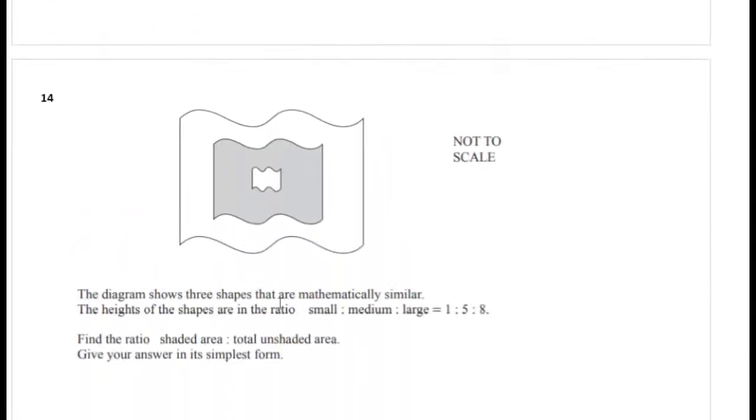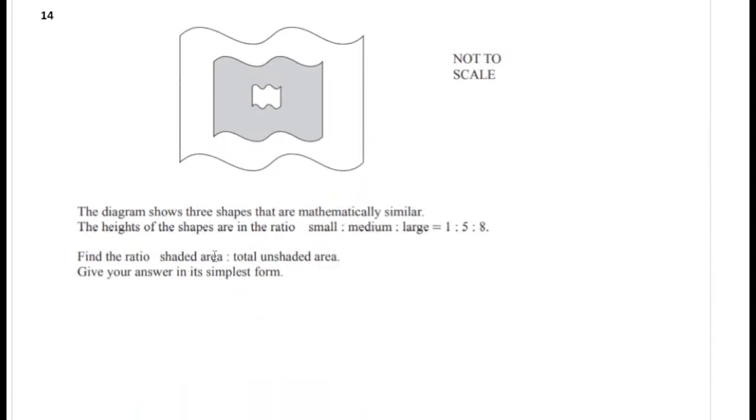Okay, now in question number 14, some of you have made a mistake in question number 14. Now understand the question. Here the diagram shows three shapes that are mathematically similar. So you can find three shapes, they are mathematically similar. The heights of the shapes are in ratio. Now the ratio of height given for small, medium and large is 1, 5 and 8. Okay. Now find the ratio of shaded area to the total unshaded area.